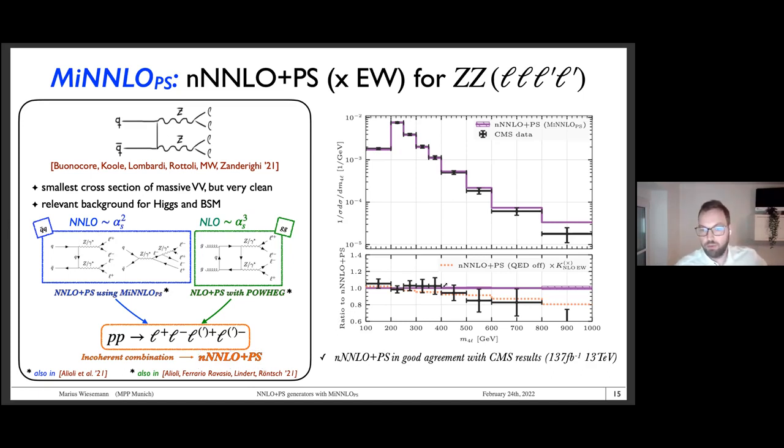And you see beautiful agreement for this invariant mass distribution of the four leptons at low invariant masses. But once you go to the tail, you know the electroweak Sudakov logarithms, and what you really have to do is include electroweak corrections. This is here simply done by a fixed order calculation. And you see, once you do that, you find again perfect agreement with data.